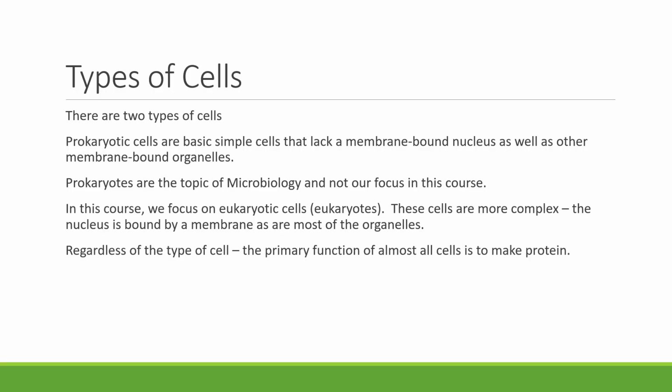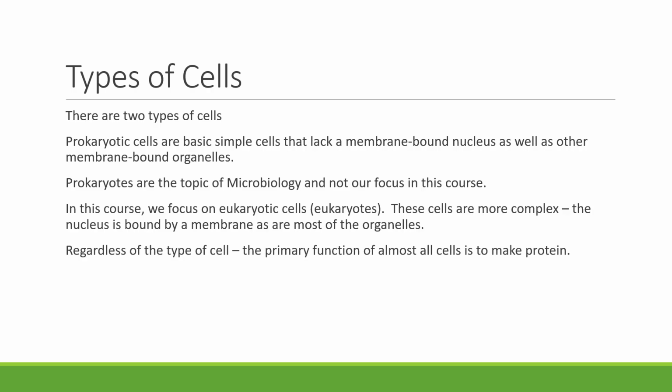There's two ways to be a cell. You can be a prokaryotic cell. This is a simple basic cell that lacks any membrane-bound nucleus. In other words, the nucleus is not compartmentalized by a special structure, and it doesn't really have a lot of membrane-bound organelles like the ones we'll be talking about in a few minutes. Prokaryotes are the topic of microbiology, and that's not our focus in this particular course.